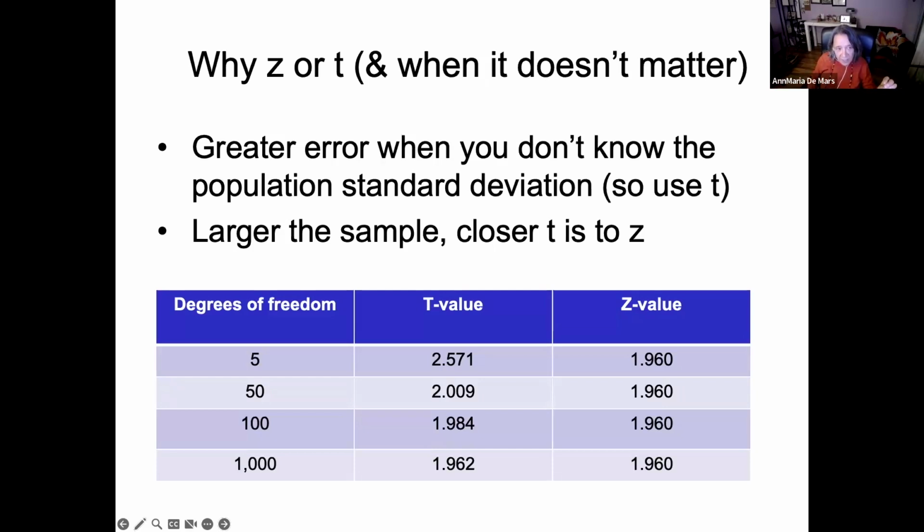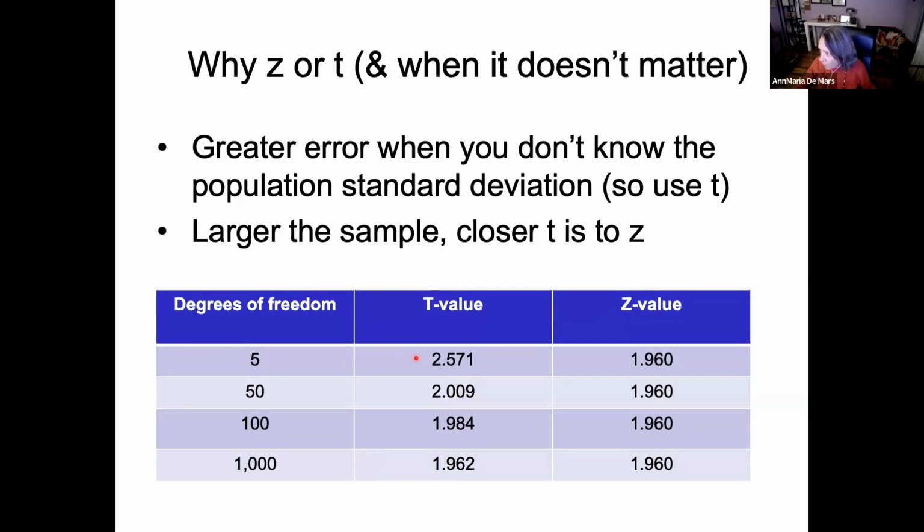We talked previously about how when you don't know the population standard deviation, you're going to have more error in your estimation than when you do know the population standard deviation. So if you don't know the population standard deviation, you use T. If you do know it, you use Z. But the larger the sample is, the closer T is to Z.